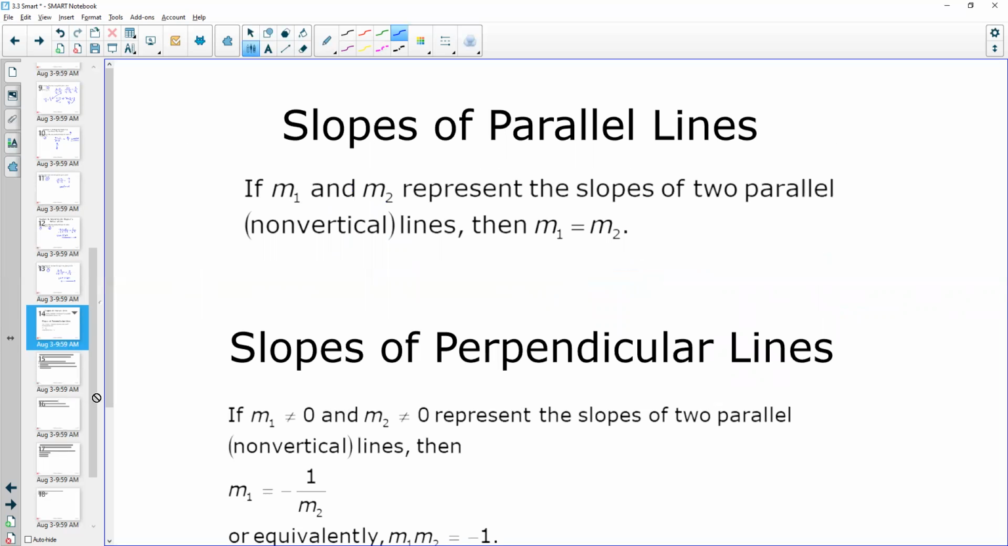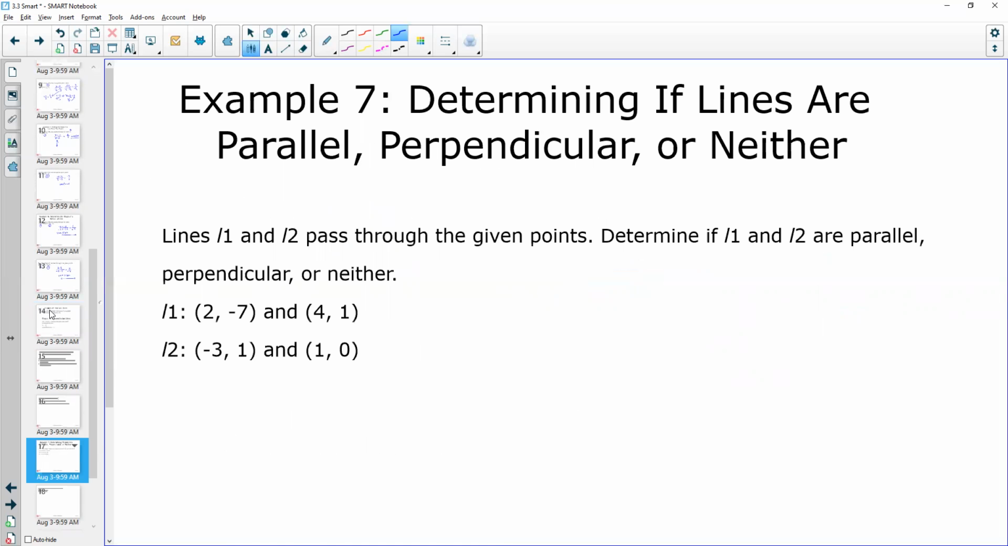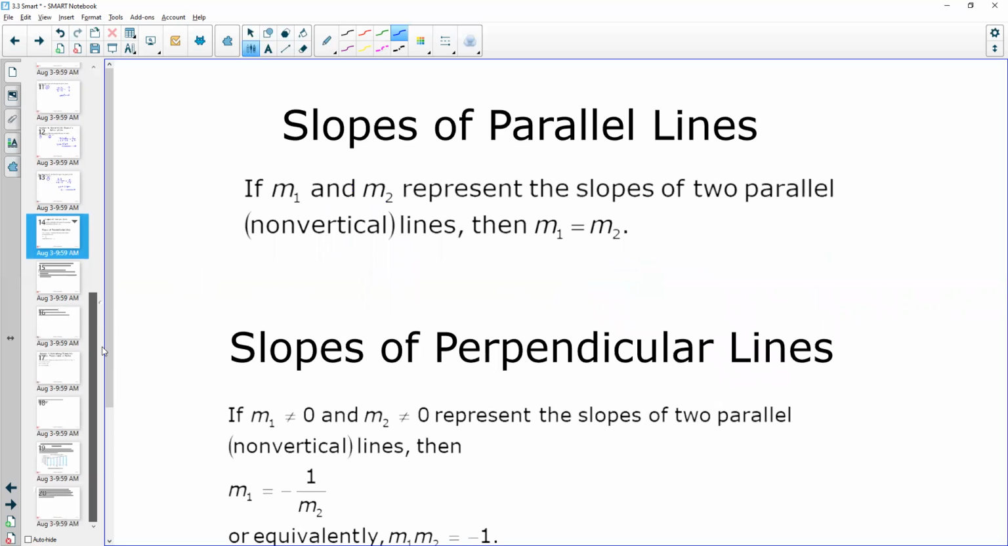There are 2 special kinds of slopes that we need to know a little more about. One of them is parallel lines. When 2 lines are parallel, so m is the letter we always use for slope, when we have 2 parallel lines that are not vertical, and vertical lines are by nature parallel, their slopes are the same. So if you get the equations of lines and they have the same slope, they're parallel.